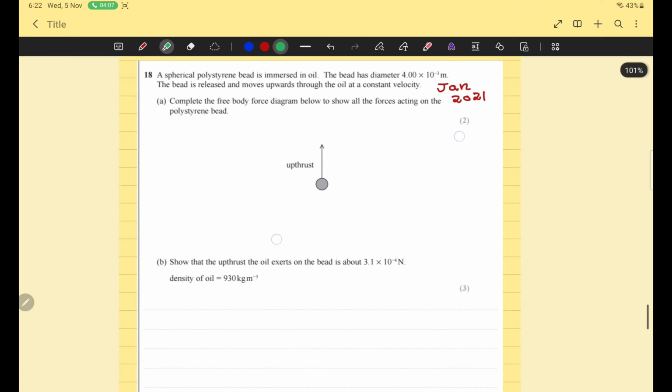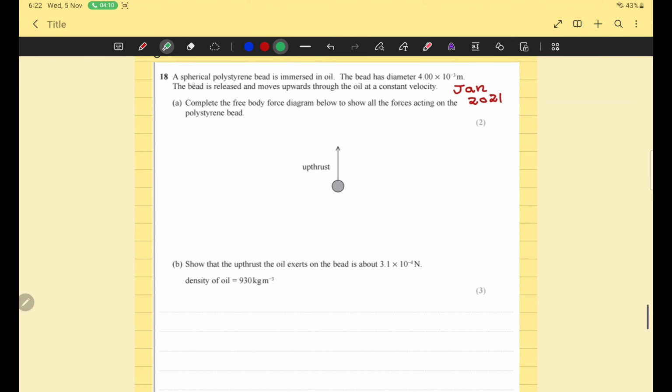The question is, I have a spherical polystyrene bead immersed in oil. You are given the diameter of the bead, and the bead is released and it is moving upward. It is not moving downward. If it is moving upward, then obviously there are three forces acting on the bead, and you have to complete the free body force diagram.